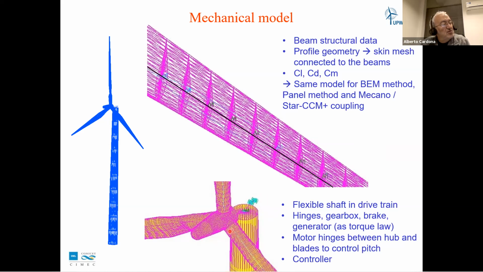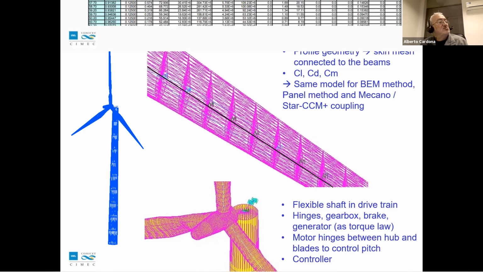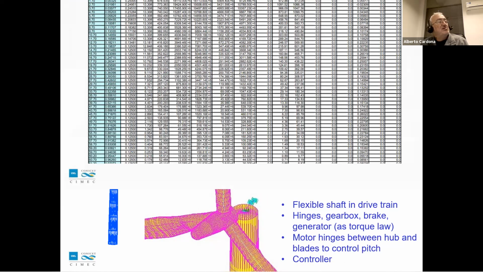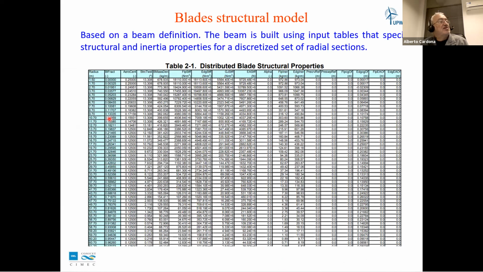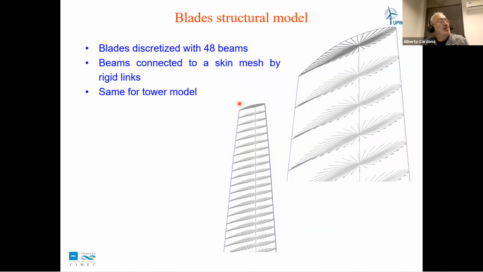There's a rotoidal joint, the actuator joint here, which controls the pitching. And also there's a controller, which is described by using this program. The beam definition starts from tables like this one, where we have the different structural properties of the blade for different sections, different radius, and also the geometry is given similarly. We have here another view of how the blade is modeled.